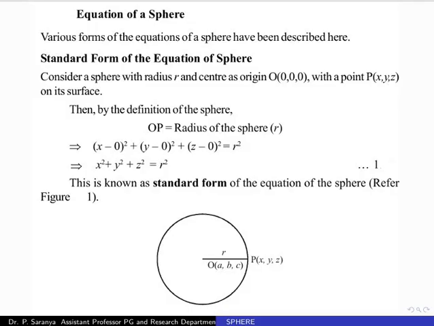Then, by the definition of the sphere, OP equal to radius of the sphere, or here (x minus 0) whole square plus (y minus 0) the whole square plus (z minus 0) the whole square equal to r square. From this we get x square plus y square plus z square equal to r square. This is known as the standard form of the equation of the sphere. The figure is given below.